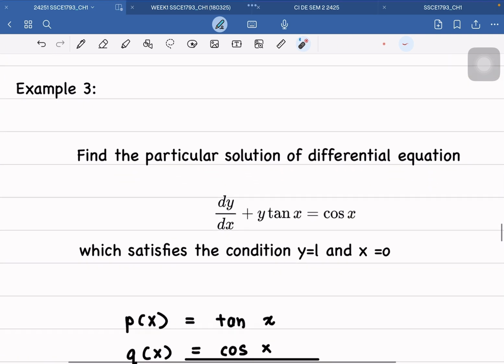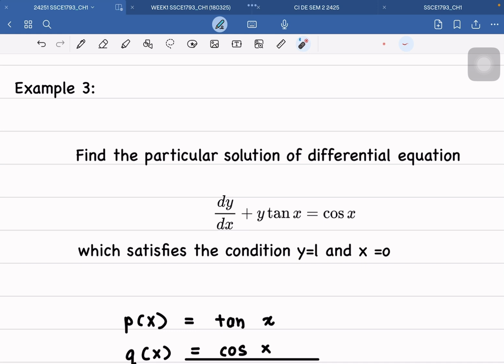Okay, next one. We move to example number 3. Find the particular solution of the differential equation. Okay, this is the equation. dy over dx plus y tan x equal to cos x, which satisfies the conditions y equal to 1 and x equal to 0. So it already gives you the initial condition for the equation.